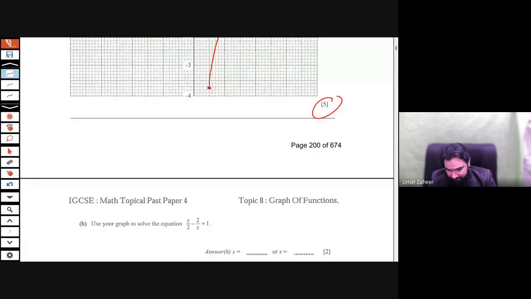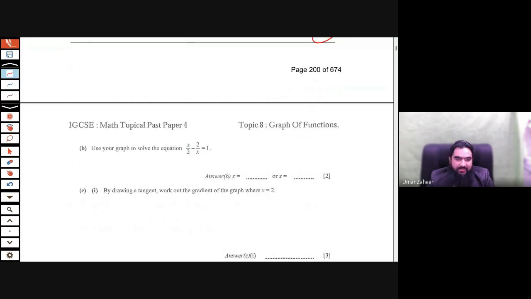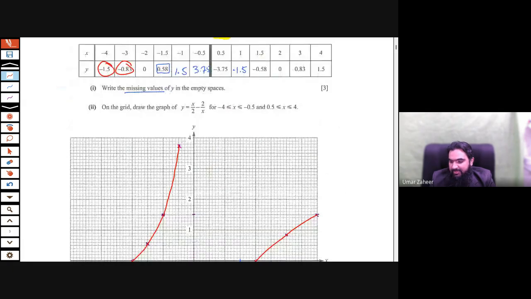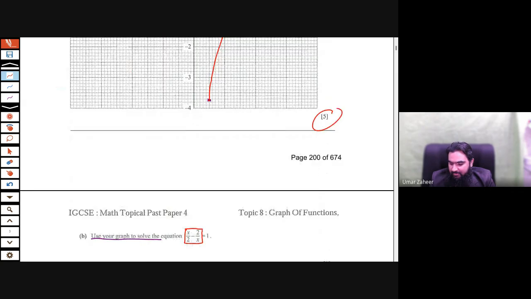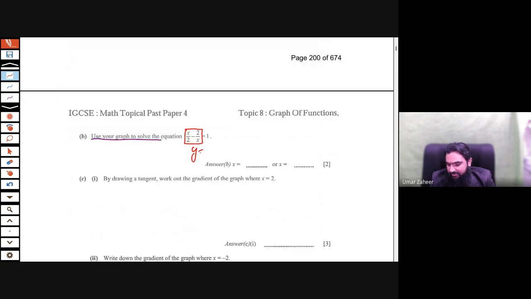Now go for the next part. The next part is this. He is going to give you x divided by 2 minus 2 over x is equal to 1. You have to solve it by the graph. If you look carefully, the right side or the left side must be equal to the given function, because this is my function that is equal to y. So you will get y is equal to 1. And if you do not get the same function, you need to make it.